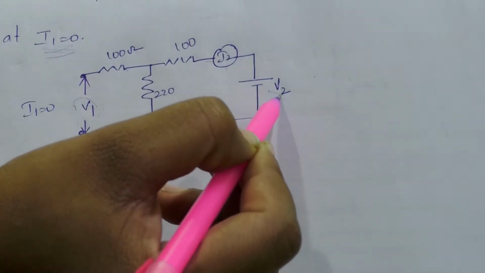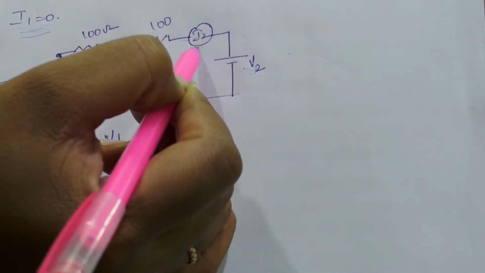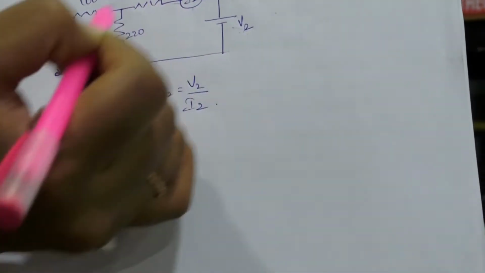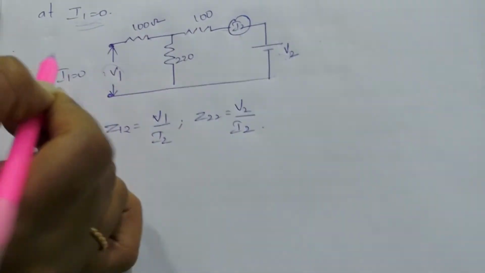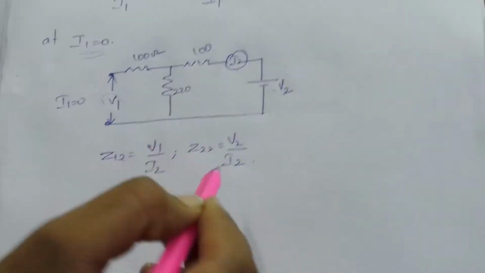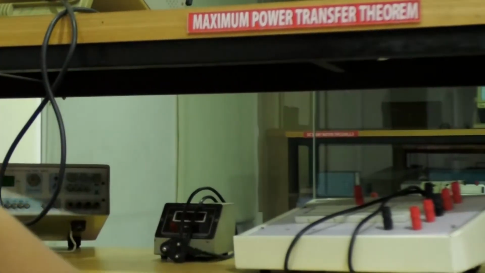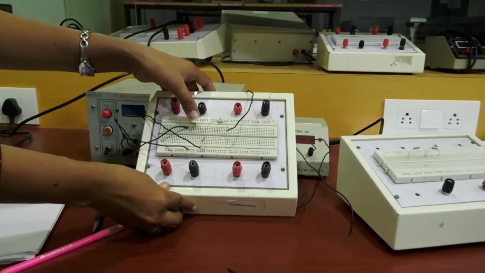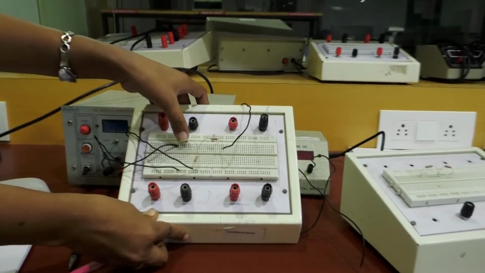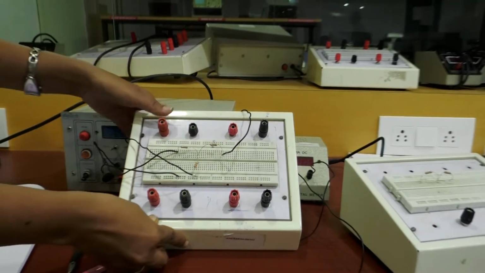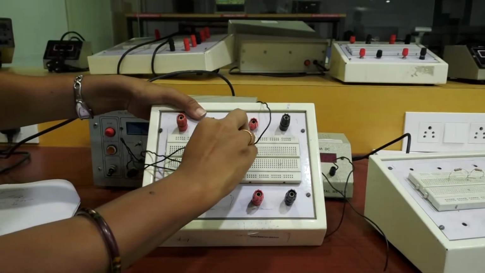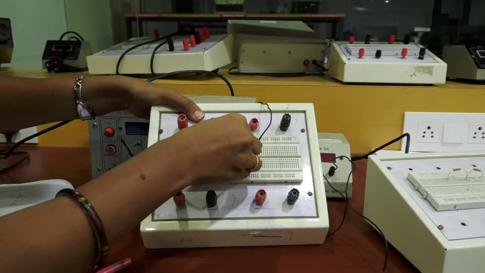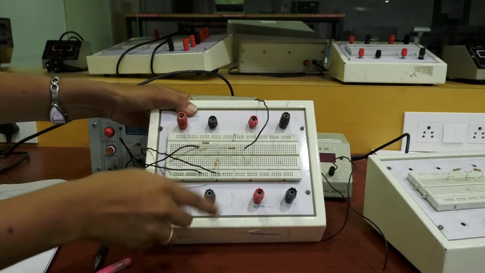And V2 is the source voltage. If we connect an ammeter here, we are not disturbing the network; we are just interchanging the parameters of voltages and currents. This is to be done here in the practical section. These are the three resistors given in the question or circuit diagram. This is 100 ohms, and this is 220. Now we have to connect the resistors according to the circuit diagram.